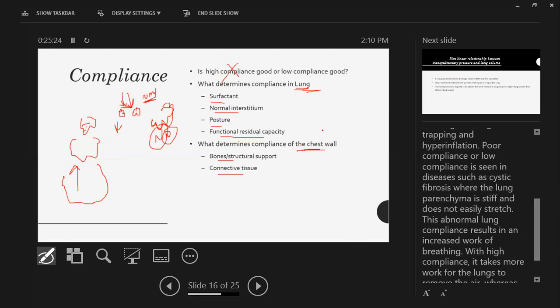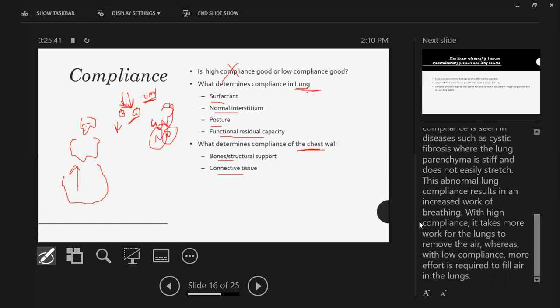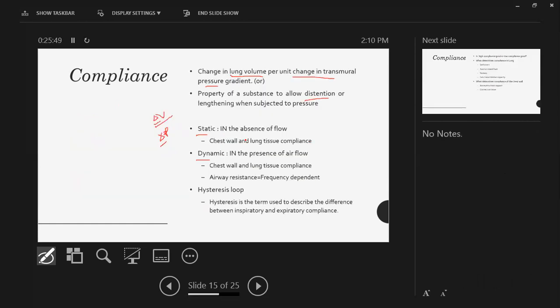What happens in low compliance? In low compliance, the lung parenchyma is stiff, so it is not able to stretch easily. This results in increased work of breathing from the patient side, or increased pressure from the mechanical ventilation side. So both low and high compliance are not good; we need normal compliance. Static compliance is what you measure in the absence of flow. You purely measure just chest wall and lung tissue compliance.